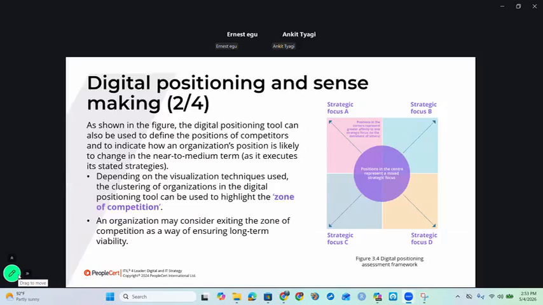Now understand this. Again, this is just an example that they're using here for digital positioning. No questions in the exam based on this tool.